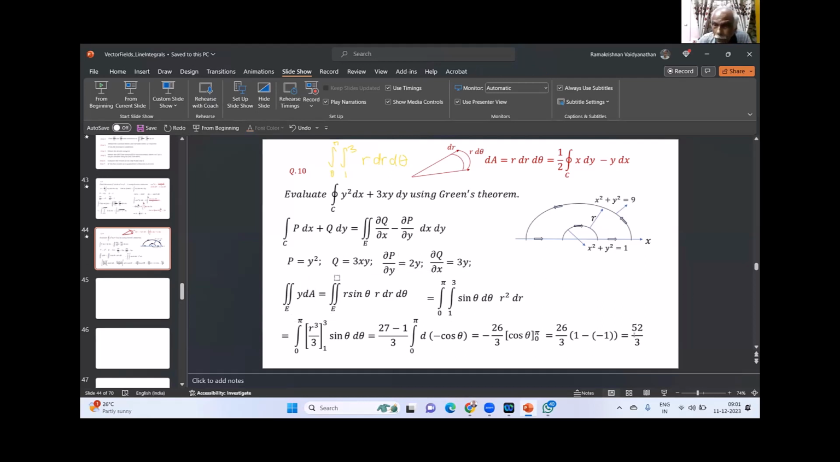Then you will see what that 52 by 3 is. How will it come? You try to do something, whatever height you want to put. See that the volume is 52 by 3. Then you have understood. Otherwise, both of us have not understood. Okay.